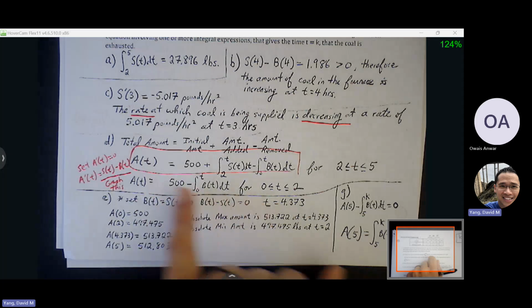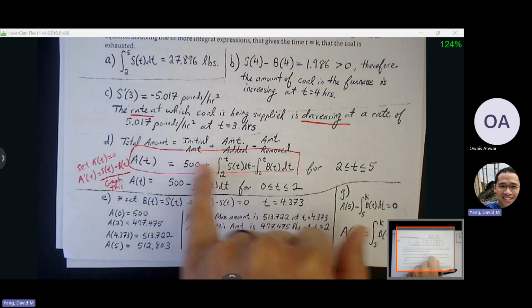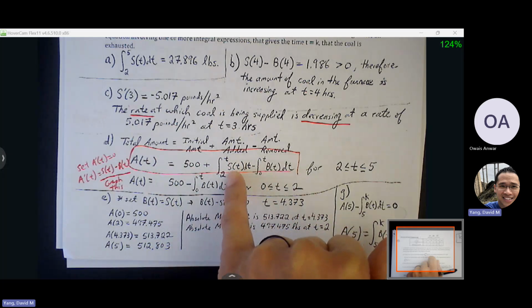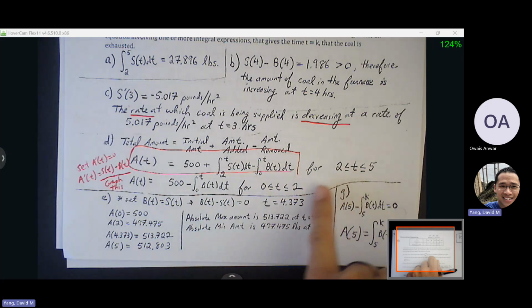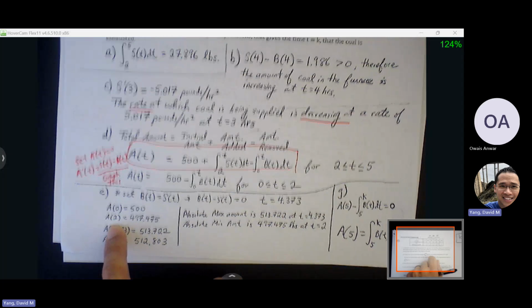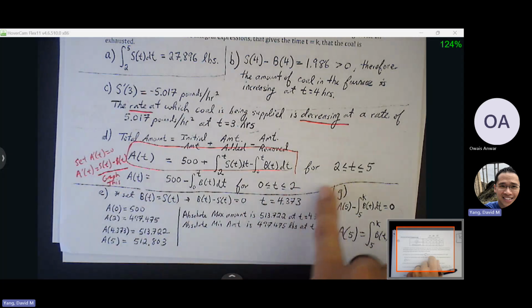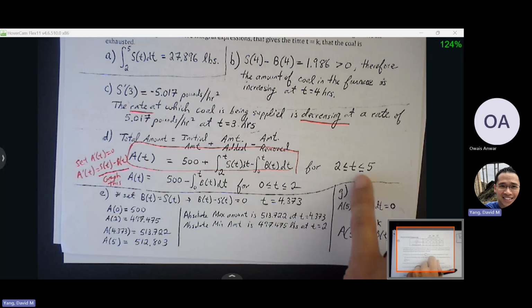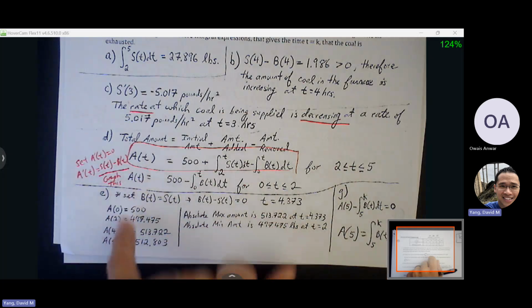So we create a scenario where we strip away the amount added between 0 and 2 hours, and then we add the integral of S of t from 2 to 5 hours. But that also means there's a change at 2, which means we need to include 2 as a critical point when we get to part E, since all of a sudden you're adding coal, and that's going to shift the change. So 2 is kind of like an endpoint as well. That's why we include that 2. So we include 0, 2, 5, and then whatever critical point we found from A prime of t equal to 0, which ends up being 4.3.